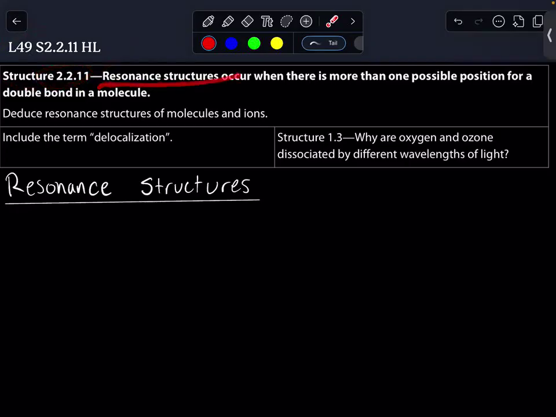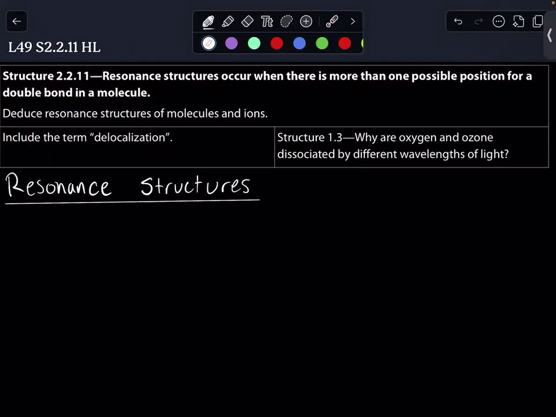We will be covering resonance structures that occur when there's more than one possible position for a double bond in a molecule. We'll be able to deduce resonance structures in molecules and ions. We're going to use the term delocalization to describe them as well. So without further ado, let's jump into resonance structures.